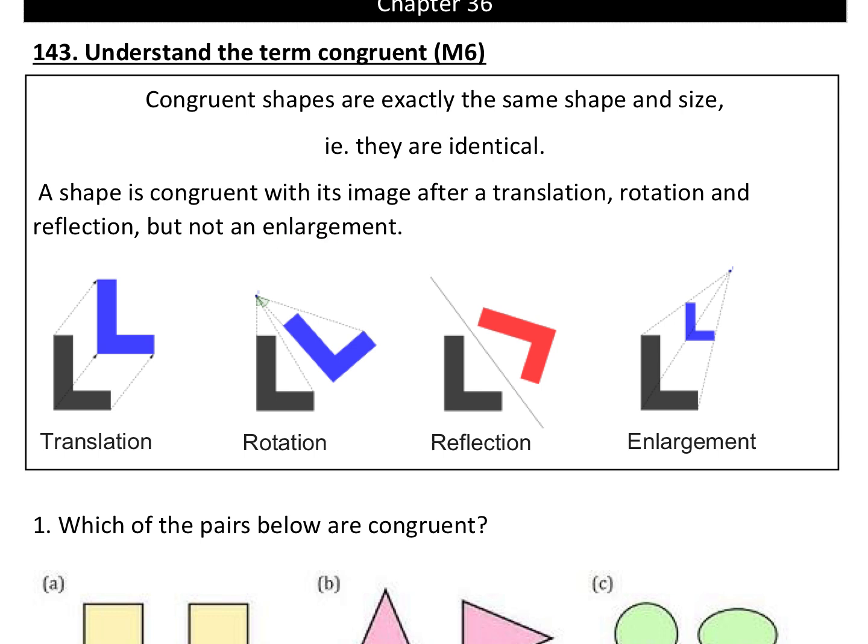But if you enlarge something, make it bigger or smaller, it will no longer be congruent. It'll be what's called similar if you do an enlargement, and similar is the next video, the next learning objective on.